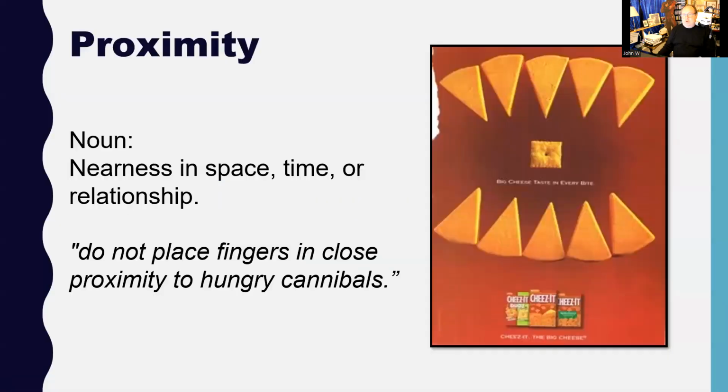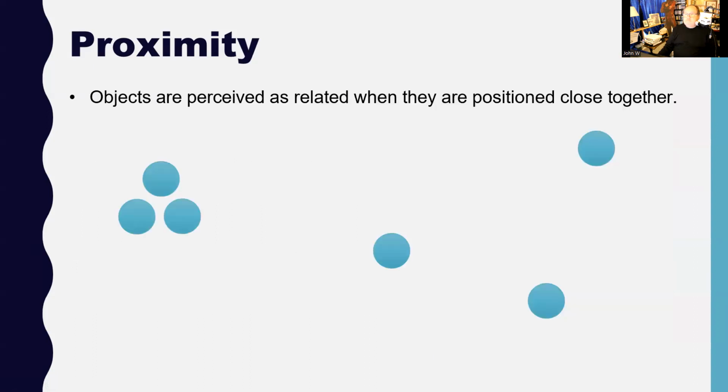Proximity, grid design. We perceive objects that are close together as belonging in the same group. A related law, the law of common fate, says that we perceive objects moving in the same direction as part of the same group. So these look like they belong. And that poor little cheese in the middle, I guess this is a form of cannibalism, isn't it? Okay.